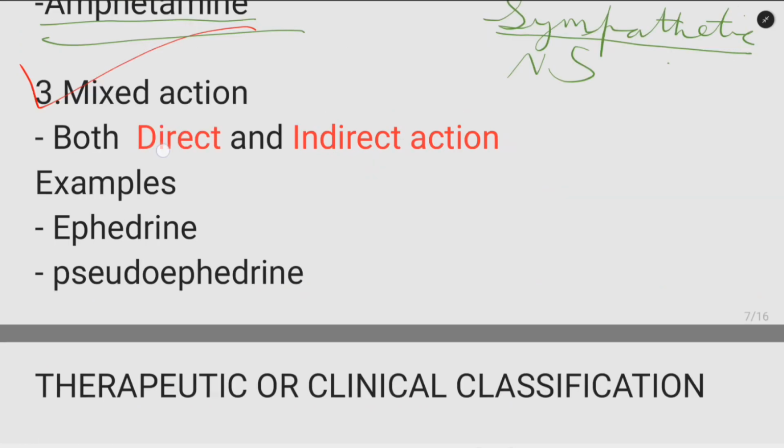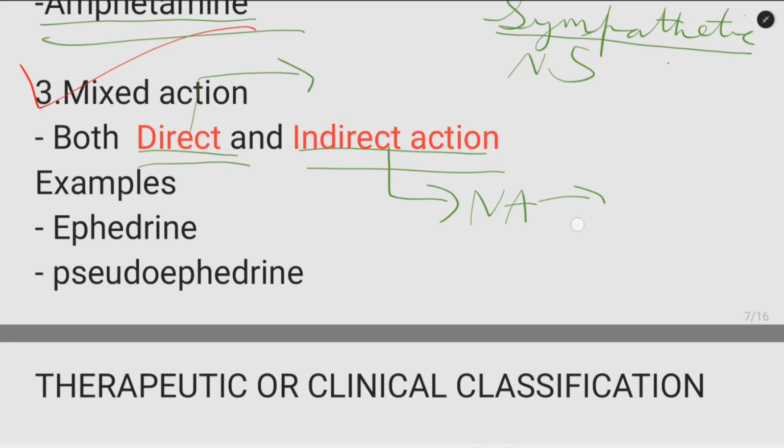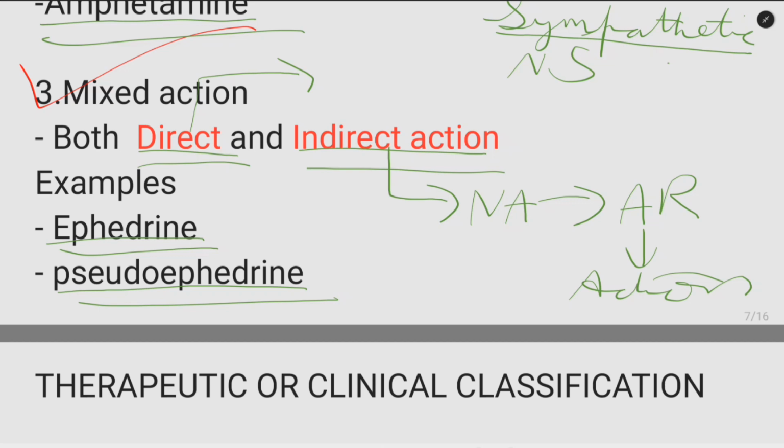Mixed action means there is both direct and indirect action. Direct action is by direct interaction with adrenergic receptors. Indirect action is causing release of noradrenaline from the nerve terminal, which goes and binds to adrenergic receptors and produces the action. Examples are epinephrine and pseudoephedrine. We are done with classification of adrenergic drugs on the basis of mode of action.